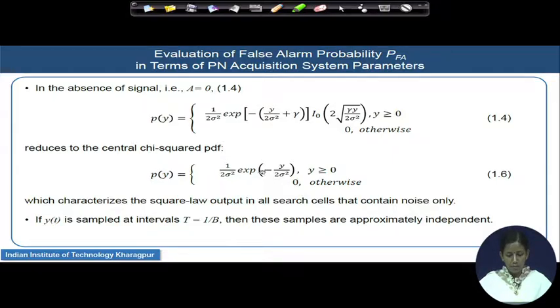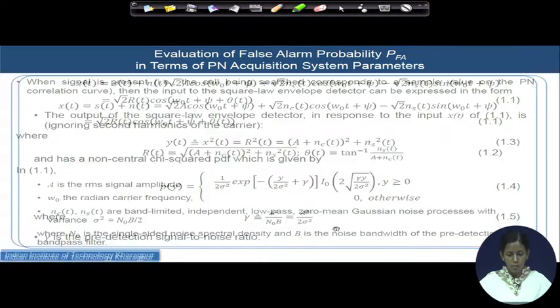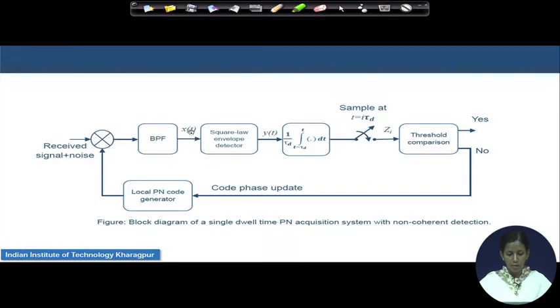Remember where we are right now, let us go back and revisit. We started with the x(t), we have squared it, we have got the expression for y(t), and we have tried to see what is the distribution of this y(t). We have realized that if the signal is present, it has a non-central chi-square distribution, and if the signal is not present, it has a central chi-square distribution PDF.